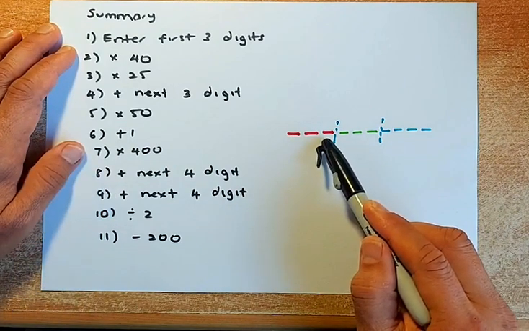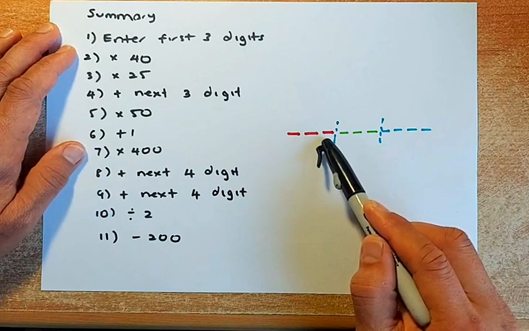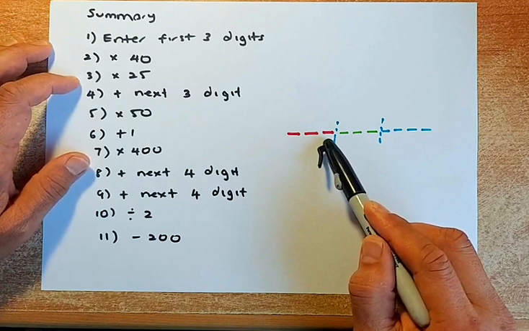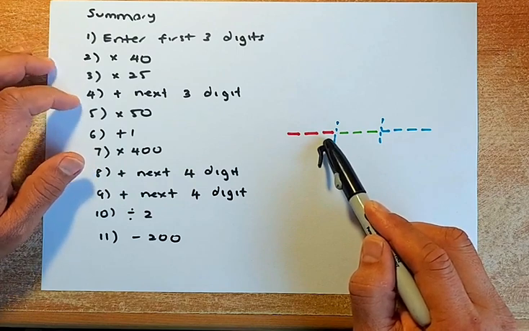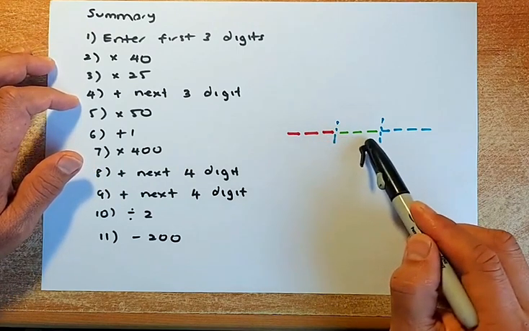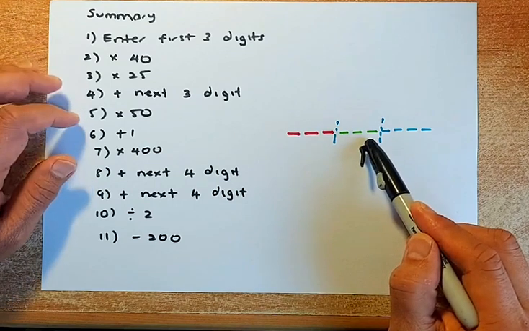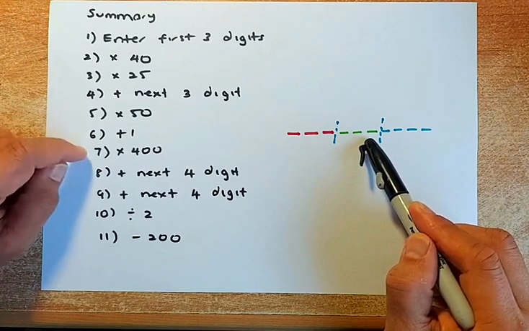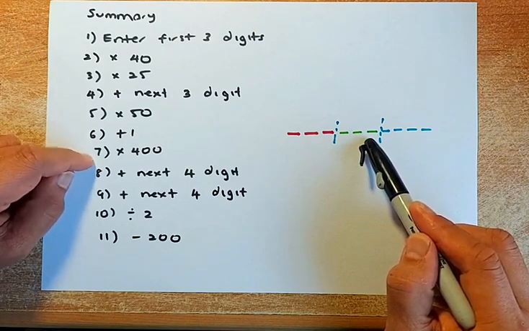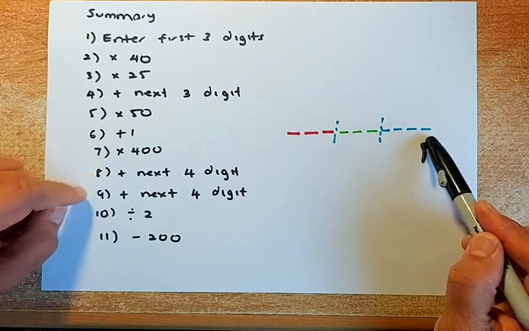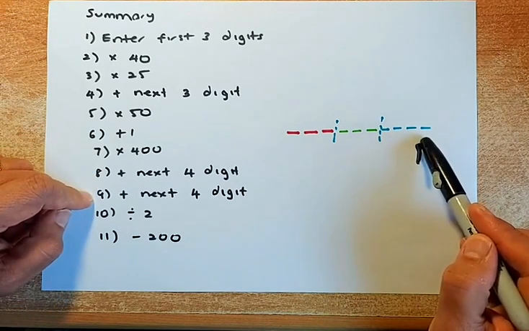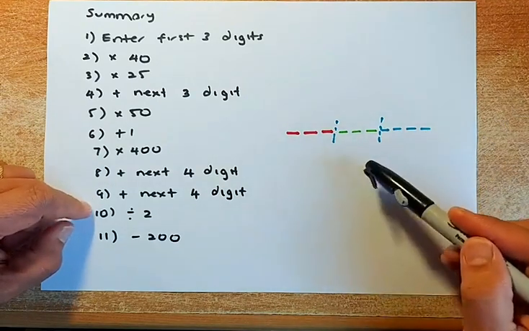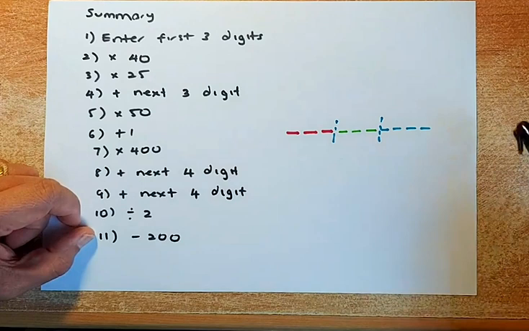Make sure you press the enter key or equals key each time. Multiply by 40, equals, multiply by 25, equals, add the next 3 digits, equals, multiply by 50, equals, plus 1, equals, times 400, equals, add the next 4 digits, equals, again add the last 4 digits, equals. Once you have that, the last 2 steps: divide by 2, minus 200, and that will give you your phone number.